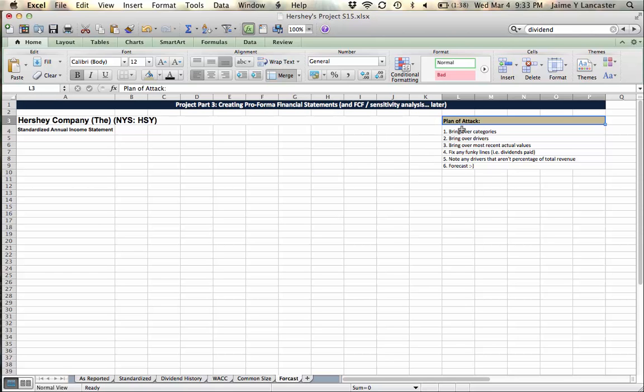So I've created this little plan of attack. Obviously, I started with some formatting, but we're going to bring over our categories, right? Sales revenue, total revenue, all of the income statement, balance sheet drivers, categories. Then we'll bring over the drivers. Then we're going to bring over our most recent actual values. For me, that was 2013. And then we're going to fix any funky little lines like dividends paid is weird on my sheet. You might have a sales growth rate or something else in there. I'll take note of any of my drivers that aren't percentage of total revenue so that I don't incorrectly forecast them, and then we'll actually perform the forecast. Let's see if we can get this all done in 15 minutes or less.